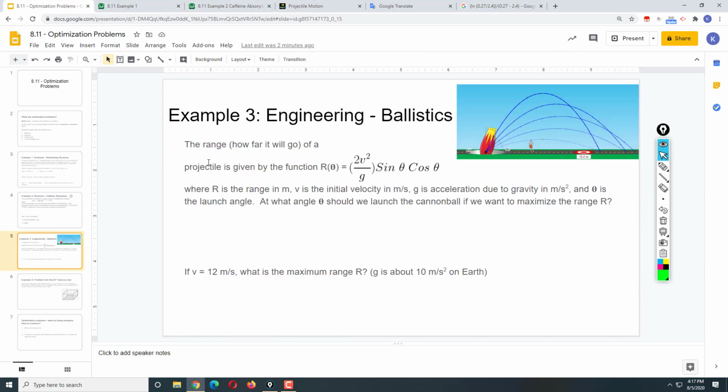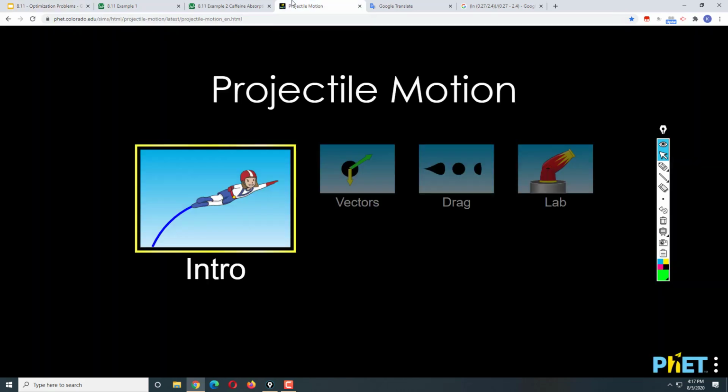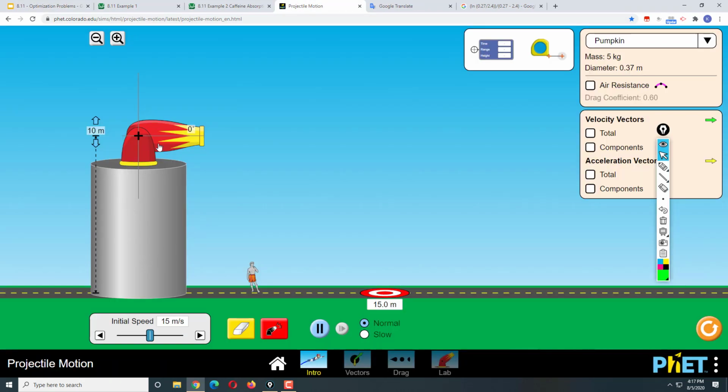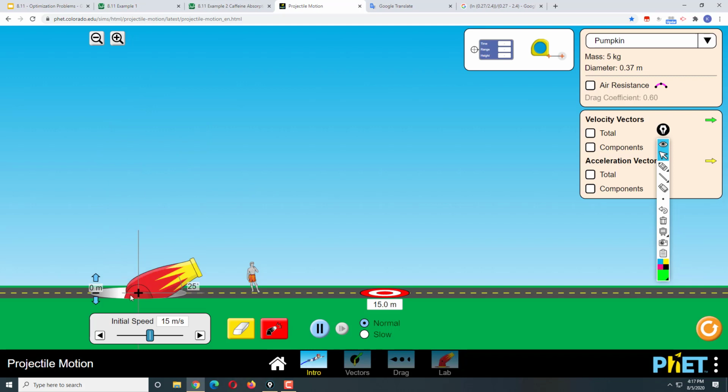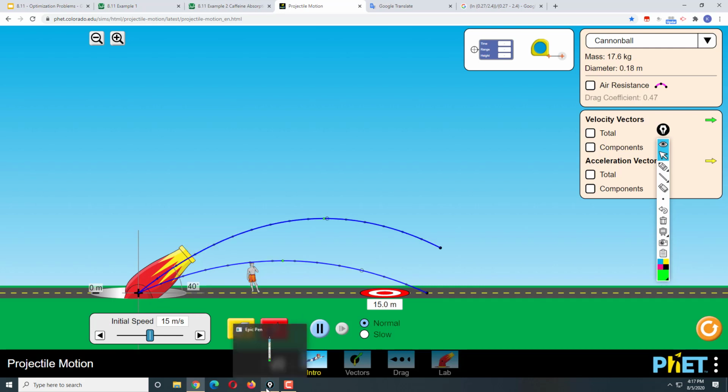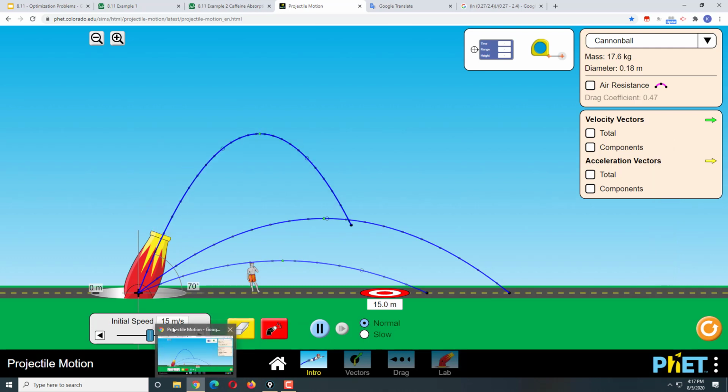Next, example 3, engineering. If we have a cannon like this, I'm going to start on the ground. When I fire a cannonball, the ball goes like this. If I want it to go farther, I might change the angle. And it might go farther. But if the angle is too large, it goes up, but it doesn't go down very far, right?